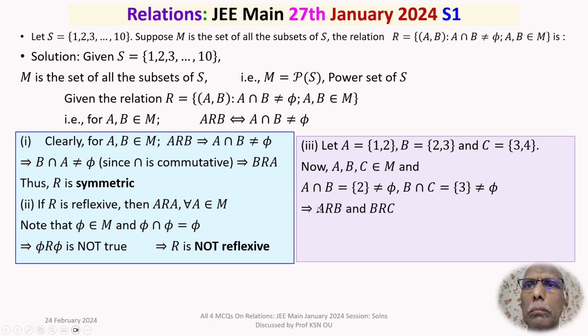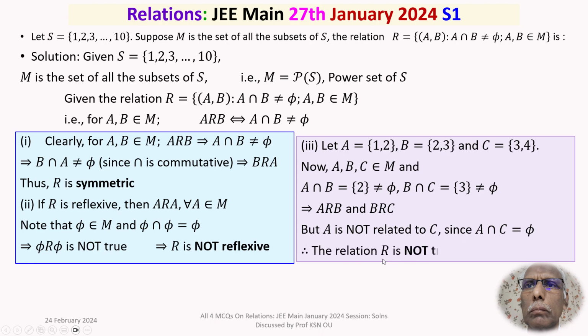So, this implies A related to B, B related to C. But A is not related to C because A intersection C is nothing in common, that is empty. So, A is not related to C. That means the relation R fails to be transitive. So, this tells you the relation R is not transitive.